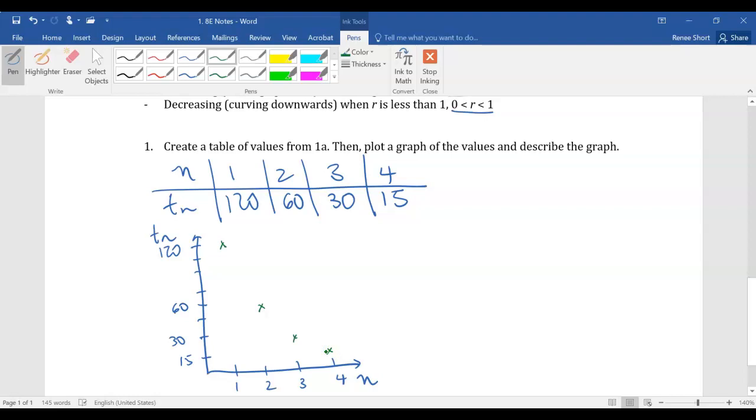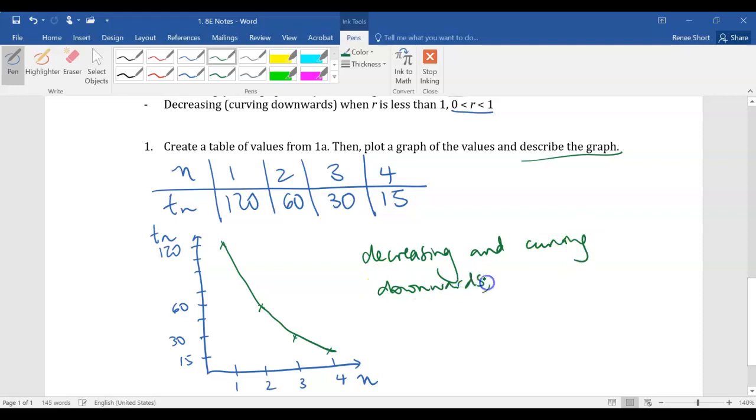And you can see quite clearly straight away that they are curving, and if I join them up, I also see that curve shape more. So if I describe the graph, we can see that it is decreasing and curving downwards, okay? Hence, my r value is between 0 and 1, which we knew because we already knew that r was a half. So I knew then the numbers were shrinking each time.